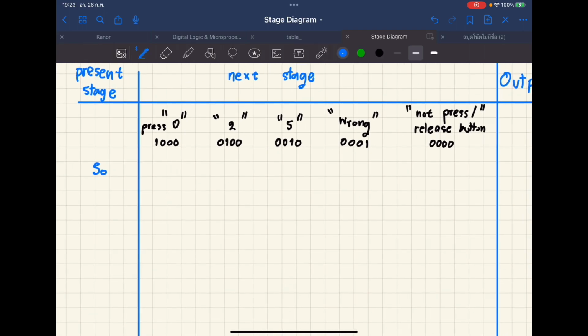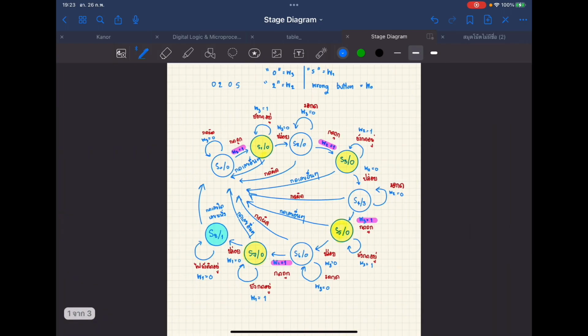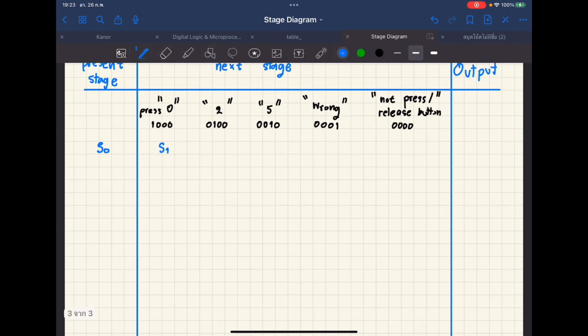So if we press 0, it's going to be state 1. And if we press another number, it should stay in state 0. And if we don't press or we release the button, it still stays in state 0.